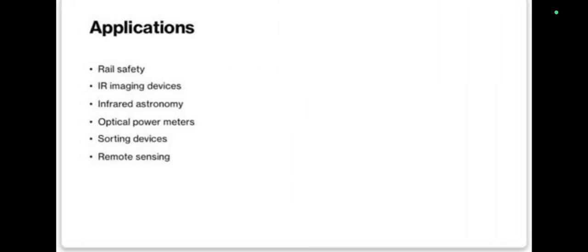Applications include rail safety, and it is used for IR imaging devices, infrared astronomy, optical power meters, sorting devices, remote sensing, etc.